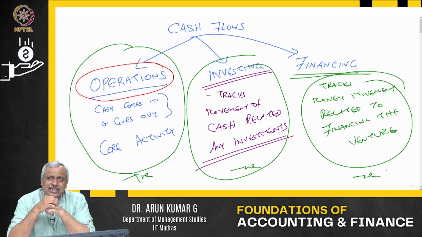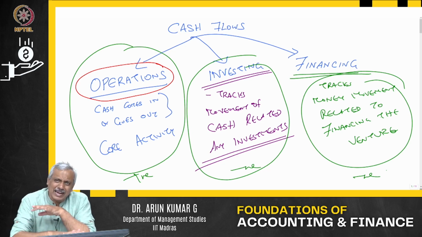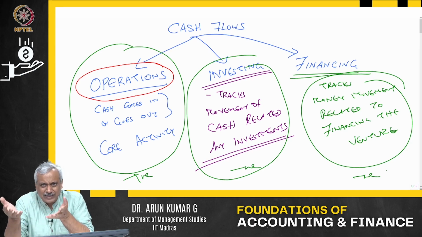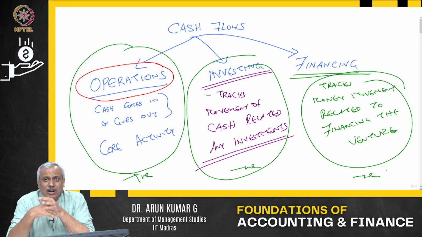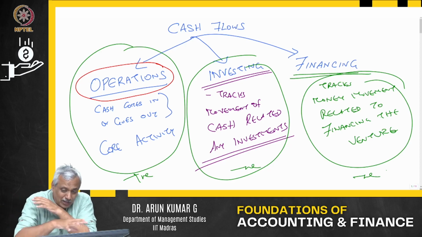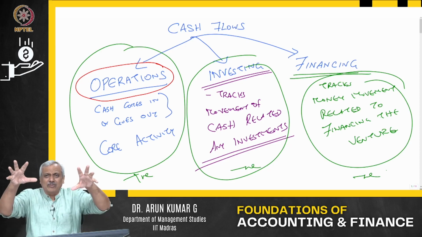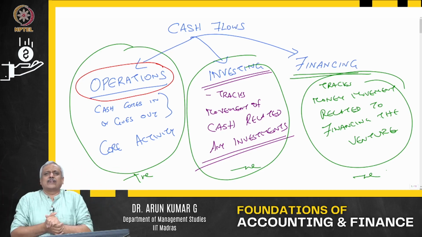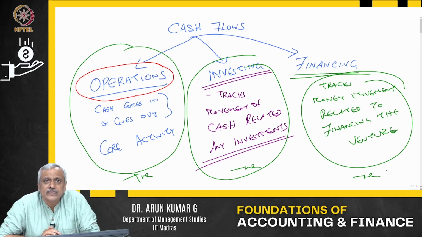Suppose you are purchasing a new machine, augmenting capacity by raising funds from the market, by raising debt. Then what happens? Operating cash flows could be positive. Your investing cash flows will be negative because you are investing, a cash outflow, but your financing cash flow is positive because you are borrowing. So in this case you look at where the money is coming in from, because of what activity, and where money is going out, because of what activity. That is all we do here.